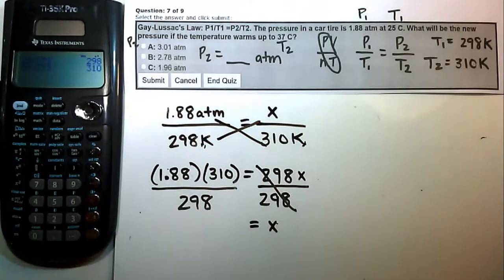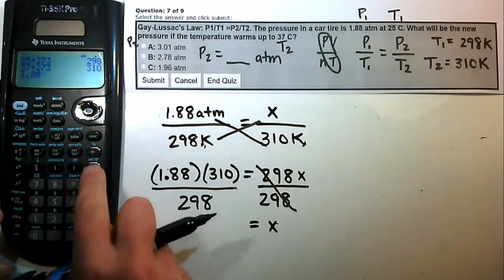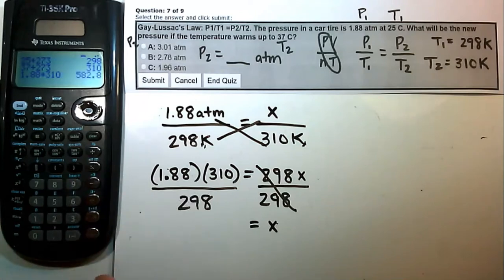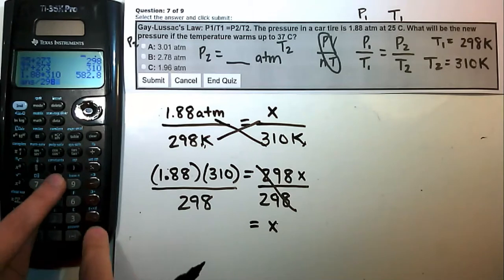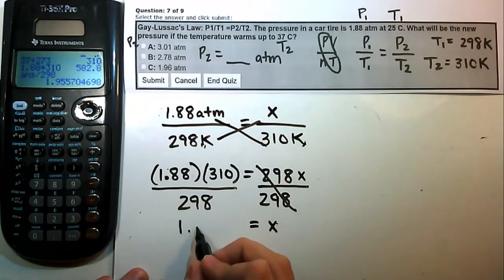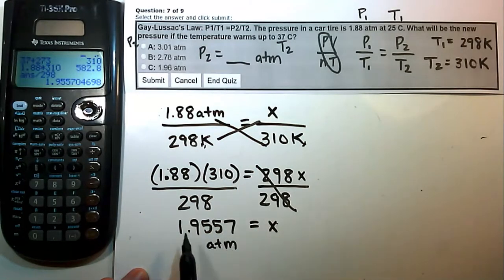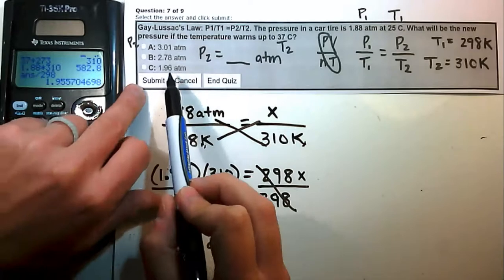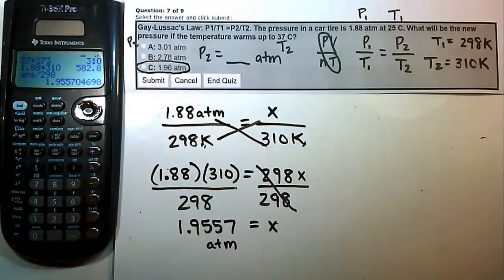Let's put that in our calculator real quick. 1.88 times 310 equals 582.8 divided by 298 gives us 1.9557. And our units are, of course, in atm. So let's look at our answer choices and find the one that is the closest to 1.955. 1.96 atm is very, very close, so that is our correct answer there.